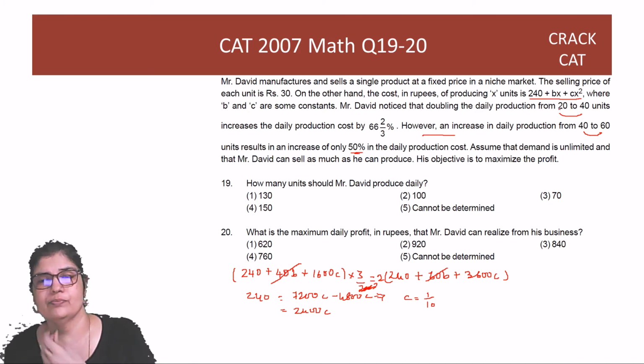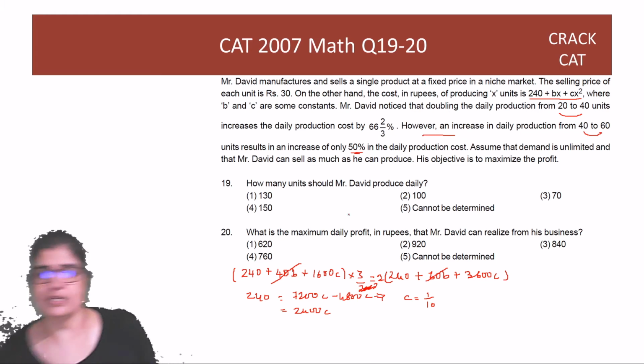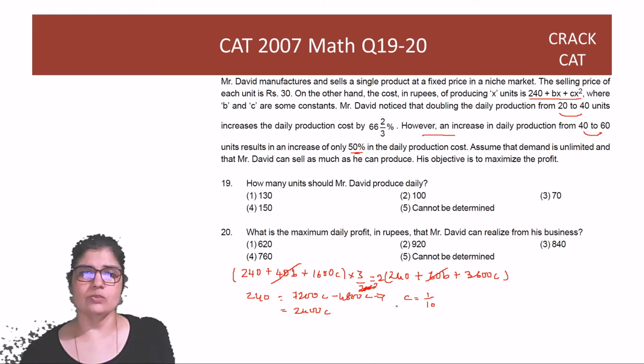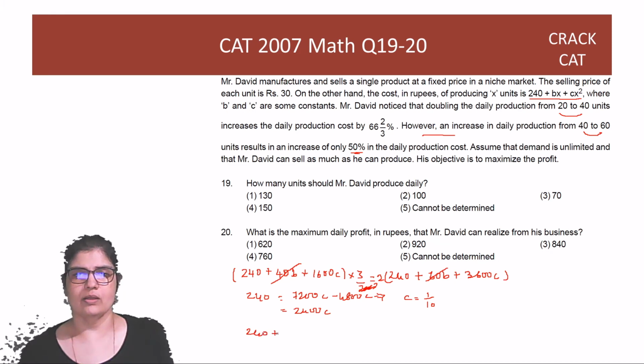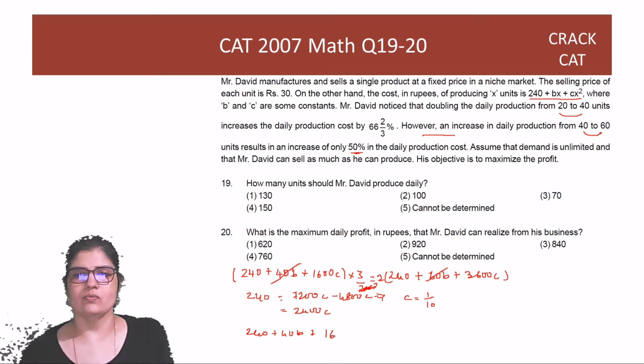So you don't have to deal with two variables. In the first equation, what is the cost when it is 40? That we already know. It is 240 plus 40B plus, now C is 1 by 10, so this becomes 160. So the cost is 400 plus 40B.